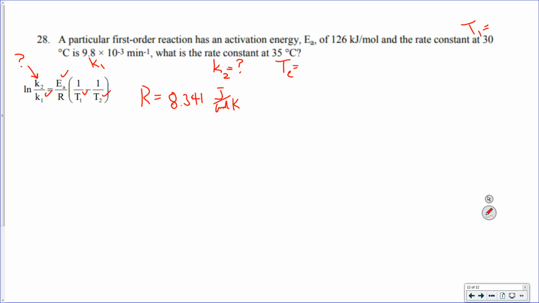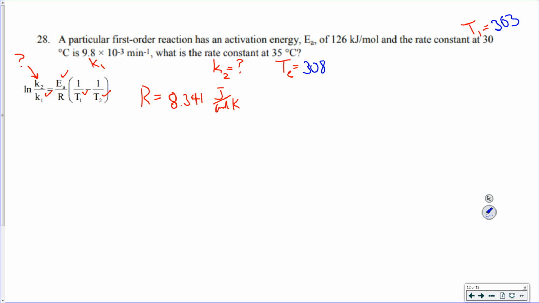So the first thing I need to do to make this work is I need to know what the temperature is in Kelvin, because I get it in Celsius. So I take 30 plus 273, and this was 303. And then 35 is going to be 308. Okay, so I know what my temperatures are.